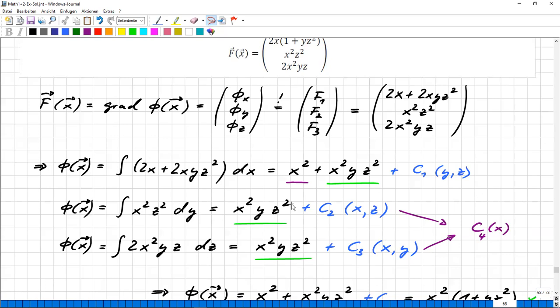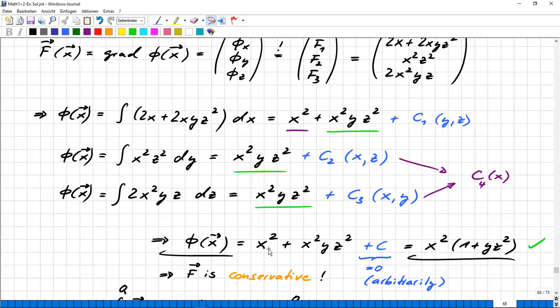Well, what did we say again? We said that this must not depend on y, and this must not depend on z. So if we use x squared for both of these, everything's fine, because x squared does not depend on y, and it does not depend on z, and that means everything's fine. If you don't believe it, you just test it, right?